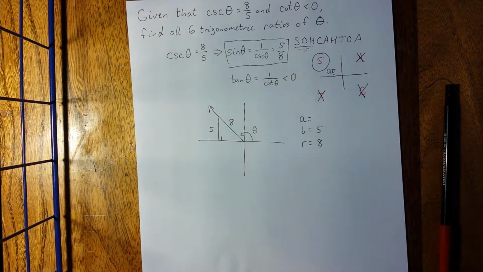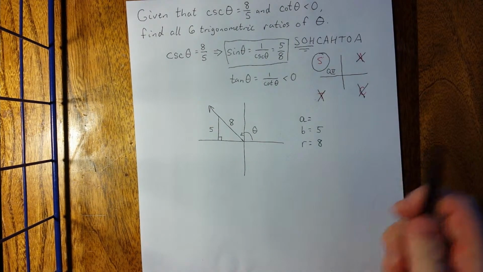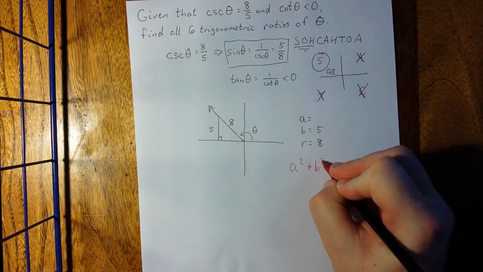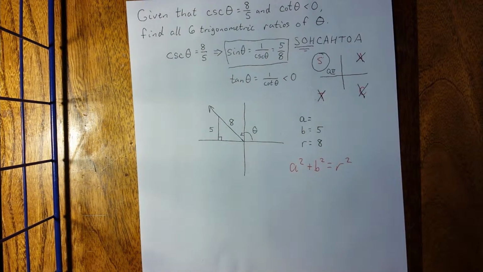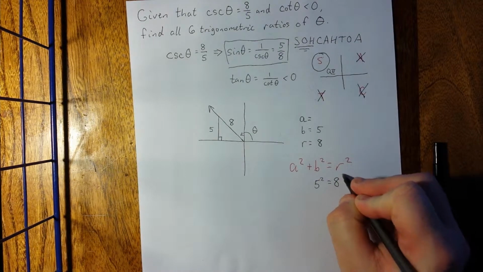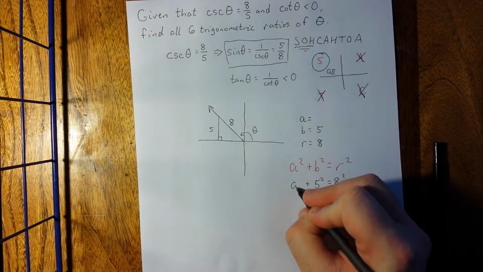And my students are always really good at answering that question. They always say, Pythagorean Theorem, and I say, that's absolutely right. So the relationship that we have here is that a squared plus b squared is equal to r squared. Now we have a value for b, and we have a value for r, and we're going to solve for the value of a.